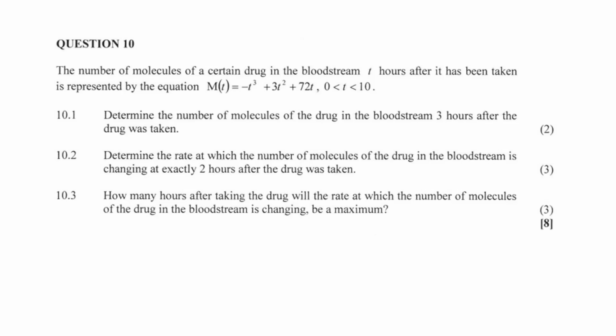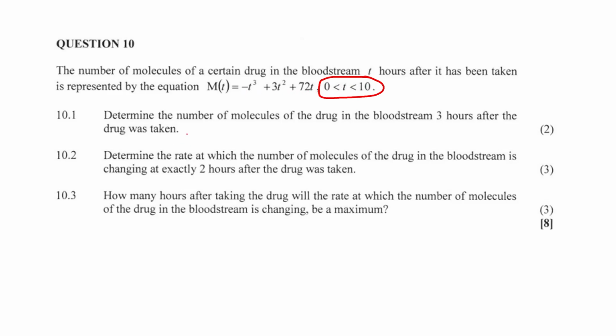So question 10: the number of molecules of a certain drug in the bloodstream t hours after it's been taken is represented by the equation M(t) equals negative t cubed plus 3t squared plus 72t. Okay, that's it, but we do have a restriction here: t is between 0 and 10. So that's the equation. It's a cubic function.